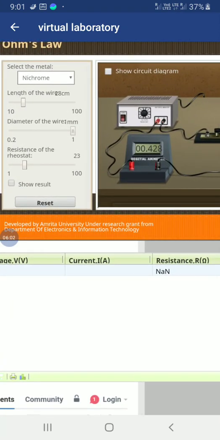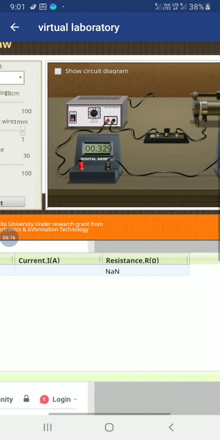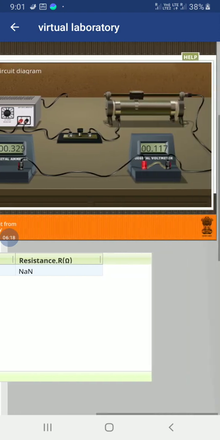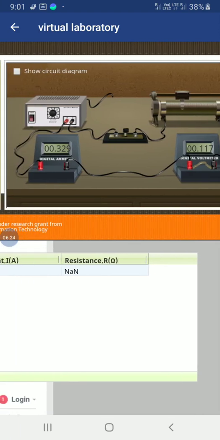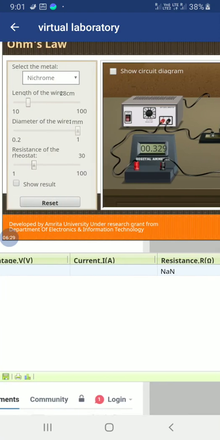First of all, you do not want to change any other values. Fix your length, diameter and everything. This rheostat you are changing. You can see that if I change the rheostat value to 30 ohm, the digital voltmeter shows 0.117 volt and 0.3 ampere current. Now again changing to 45.